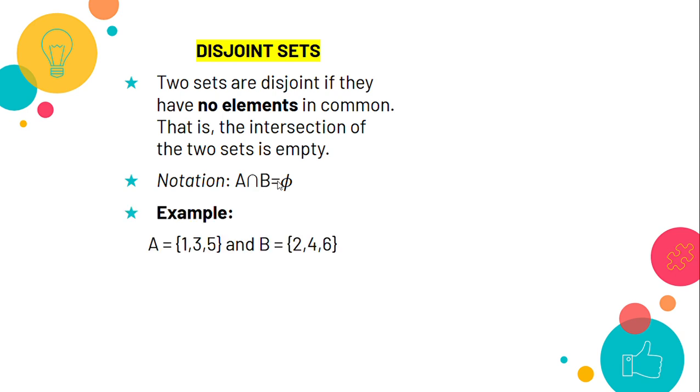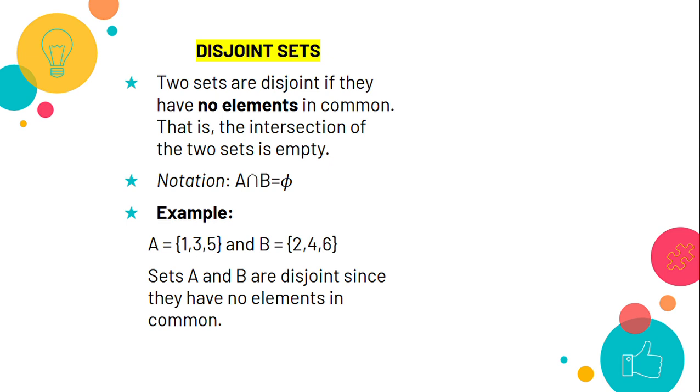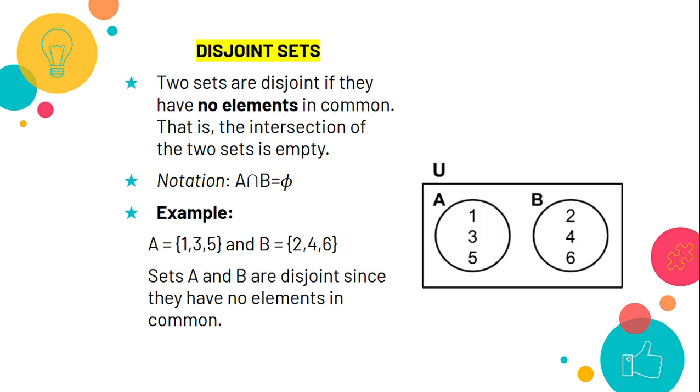Another example, we have set A which equals 1, 3, and 5, and set B which has elements 2, 4, and 6. Set A is just the first three odd numbers, and set B is the first three even numbers. So of course, these sets are disjoint. You don't have any numbers that are both odd and even. So there would be no elements in common between sets A and B, and they're considered disjoint sets.